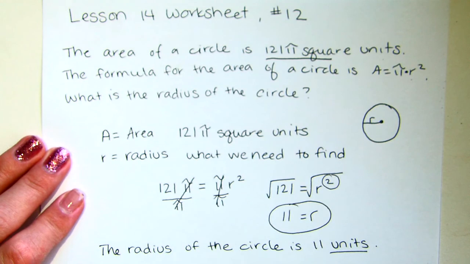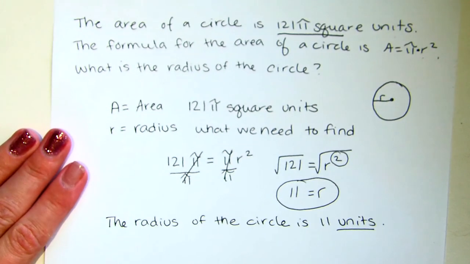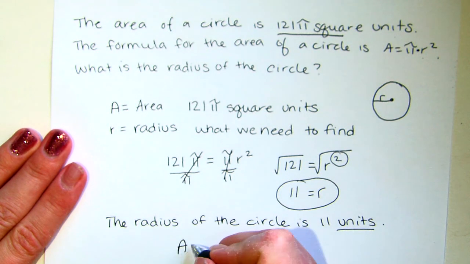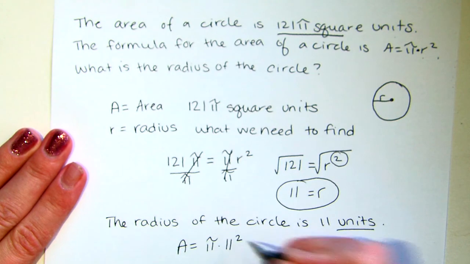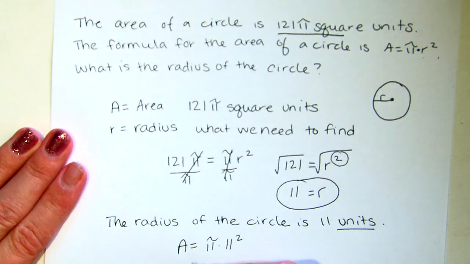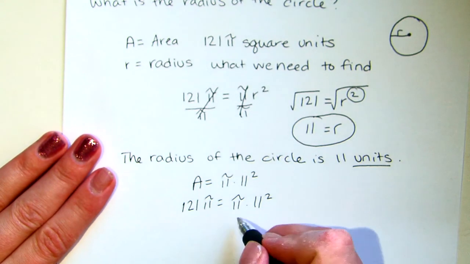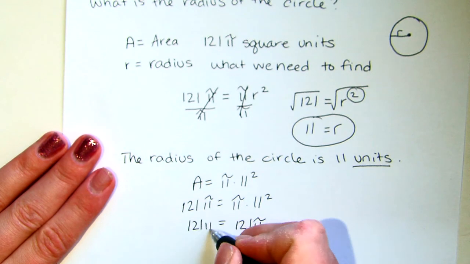And again, I'm using the word units because I have not been able to identify if this is feet or miles. And we can check our answer by literally plugging it into our problem. So I'd go area is equal to pi times r, which was 11, squared. The area that we want is 121 pi. So I'd get 121 pi equals pi times 11 squared, and in this case, I'd get 121 pi equals 121 pi.